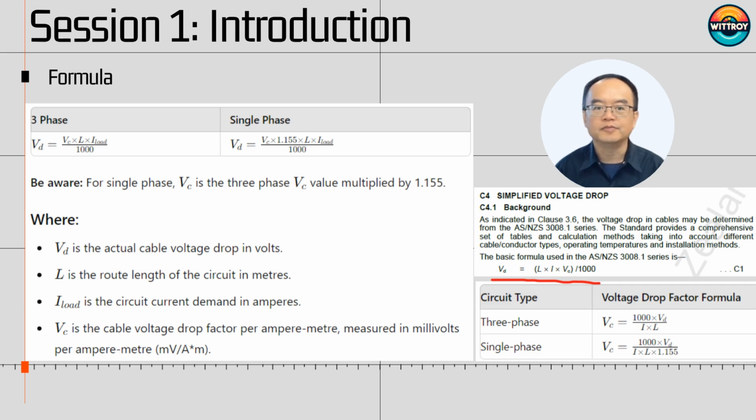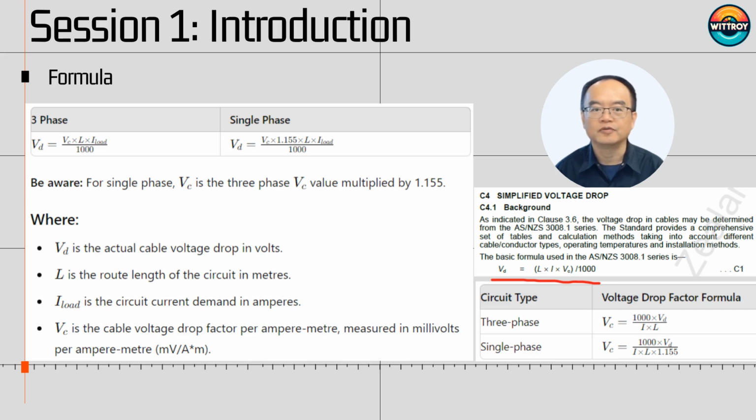For 3-phase systems, calculate the actual voltage drop by multiplying the cable voltage drop factor, VC, by the route length of the circuit in meters, L, and the circuit current demand in amperes, I load, then dividing by 1000. For single-phase systems, calculate the actual voltage drop similarly, but also include a factor of 1.155 in the numerator. Be aware that for single-phase systems, the cable voltage drop factor, VC, is the 3-phase cable voltage drop factor multiplied by 1.155. VD is the actual cable voltage drop in volts.